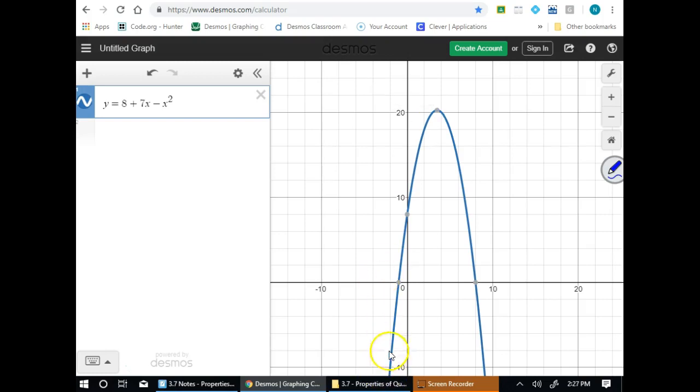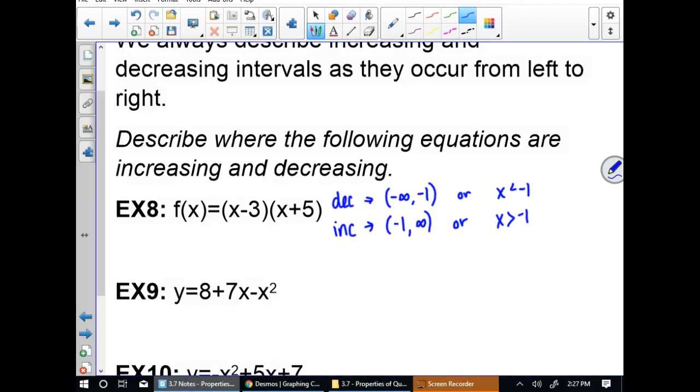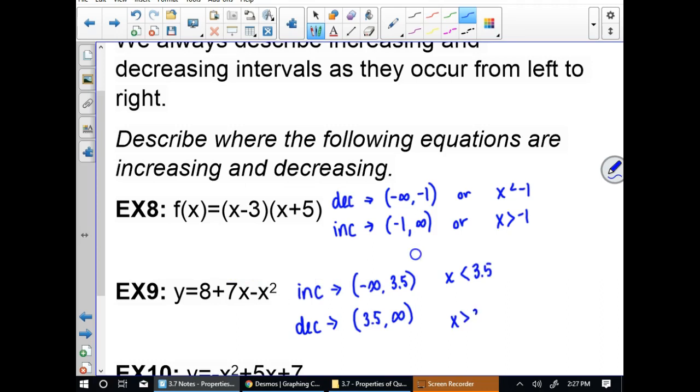So we are increasing from -infinity up to 3.5, and we are decreasing from 3.5 to infinity. So for increasing, it is -infinity to 3.5, or I could say x is less than 3.5, and the function decreases from 3.5 to positive infinity. Remember, always x values for this. We could also say that would be x is greater than 3.5.